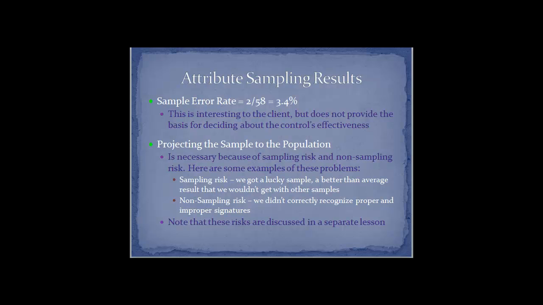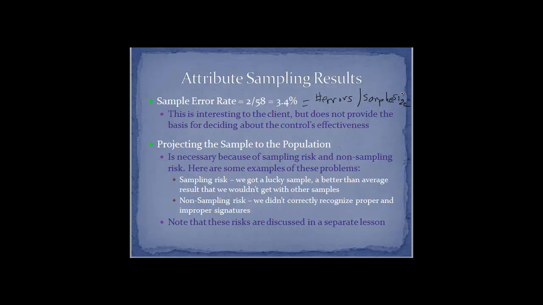The next thing is that in attribute sampling, the client is always interested in the sample error rate, or the number of failures divided by the total sample size. This is the number of errors divided by the sample size. Sorry, that's a little messy. In this case, 3% of the sample failed.